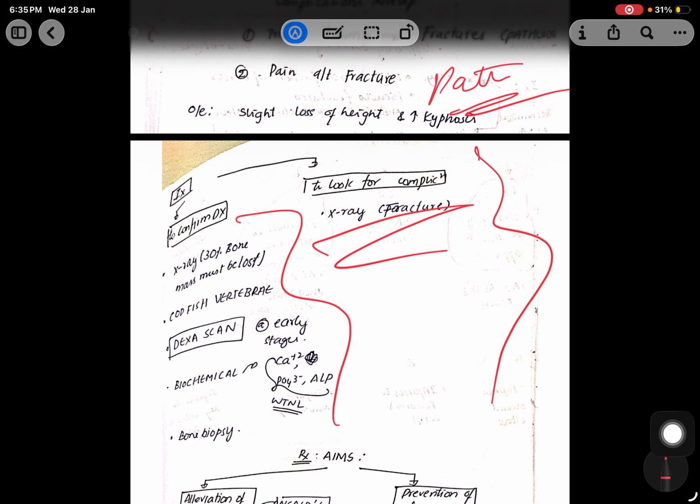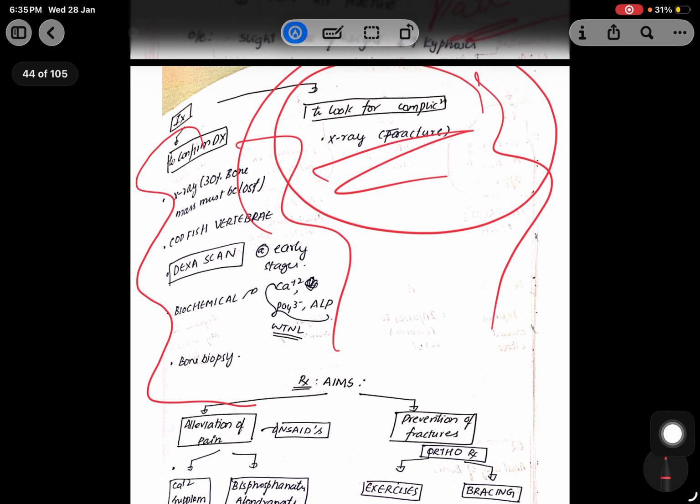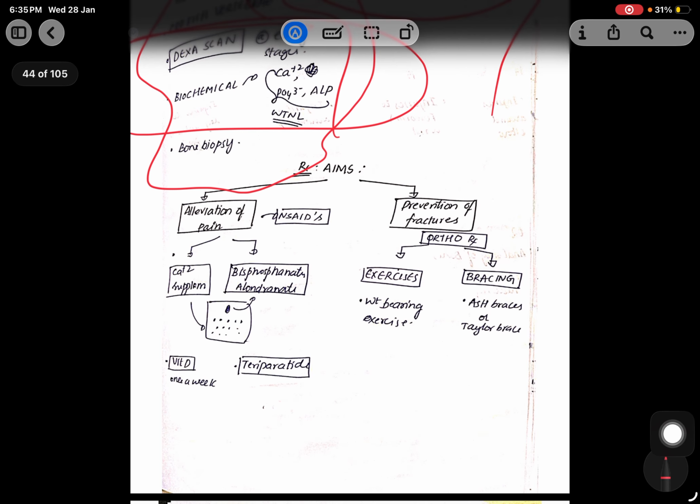Again, to look for complications, you do the X-ray, though this is what we see in clinical practice. Again, to confirm the diagnosis, we do something called DEXA. I'm sure you know about it. Again, the treatment aims, this is the treatment aims.